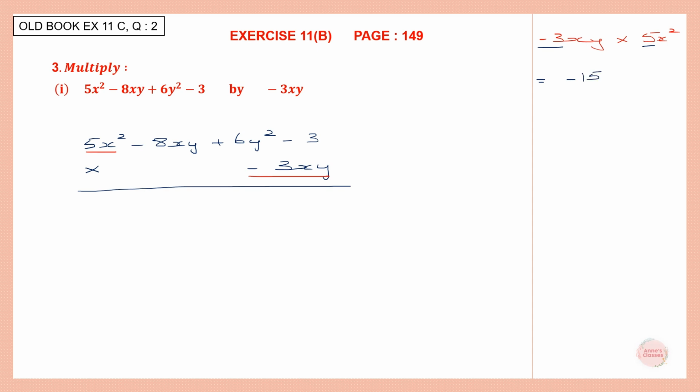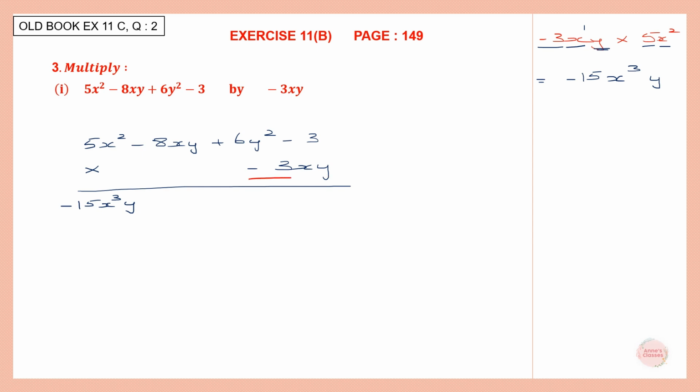Let's take the literals. We have x here to the power of 1 and here x to the power of 2. So because it's multiplication, we add the powers. X to the power of 1 plus 2 is 3. And then we have a y by itself. So here we have minus 15 x to the power of 3 y. Let's write it here. So we finished with that.